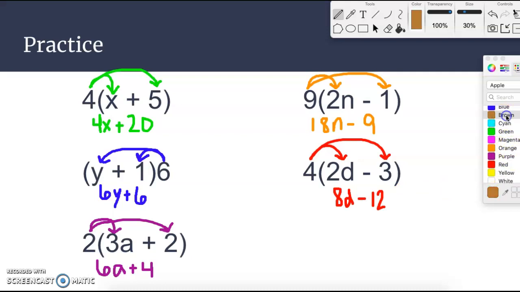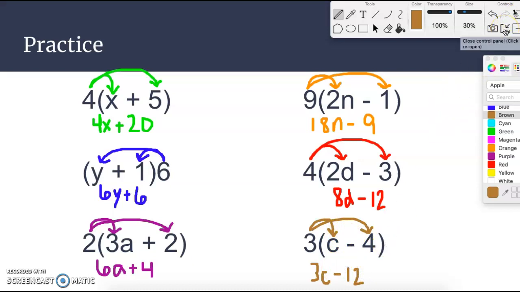And our last one is 3 times the quantity c minus 4. 3 times c is 3c. 3 times 4 is 12. And we are subtracting, so 3c minus 12. Okay, it still really helps me, guys, to draw in these arrows, so I encourage you to do that.